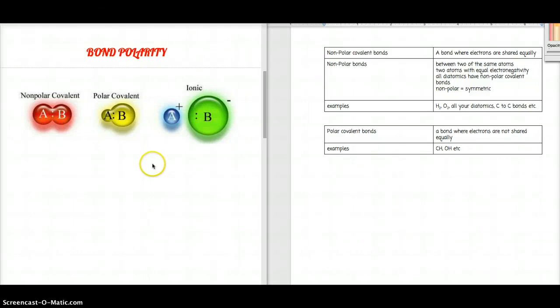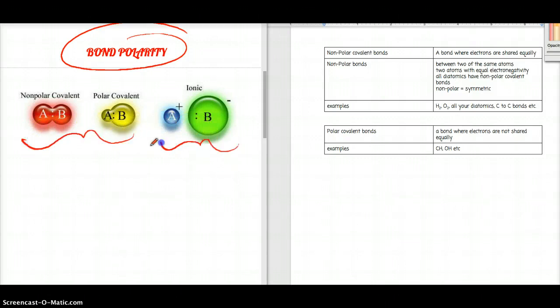Now we're going to talk about bond polarity. And I'm going to grab myself a pen here. Bond polarity investigates more deeply the two types of bonds that we've been talking about, mainly the ionic bond, which is right here, and the covalent bonds, which are right here. And we'll start with the ionic bond first.